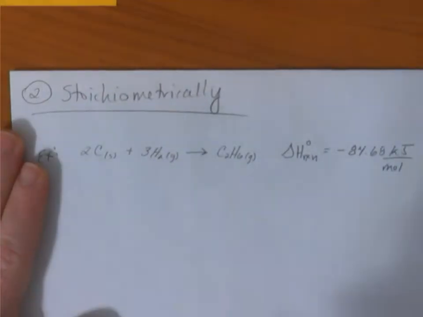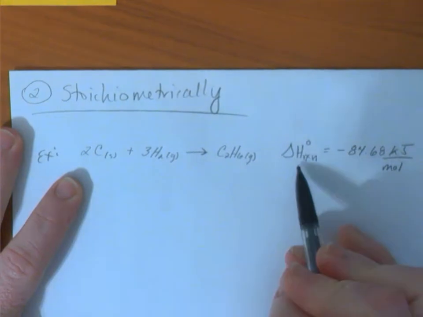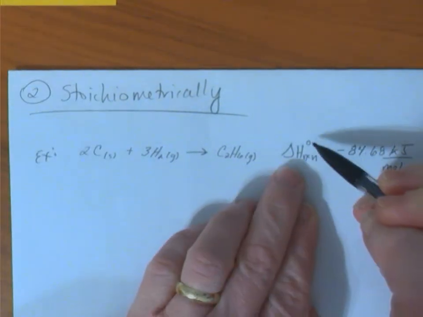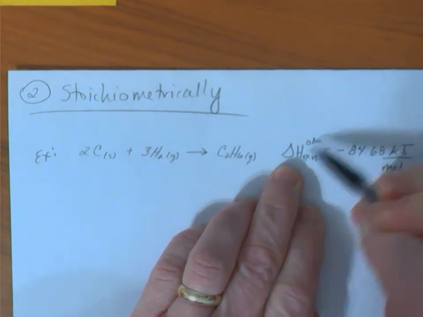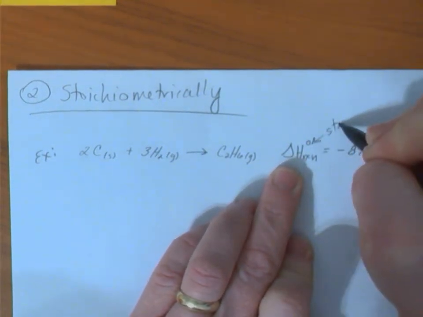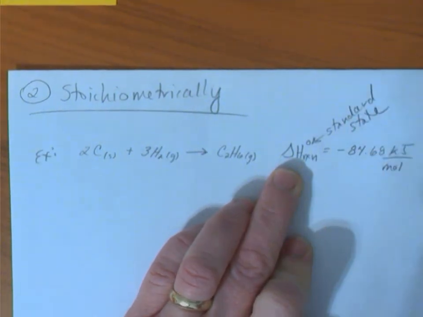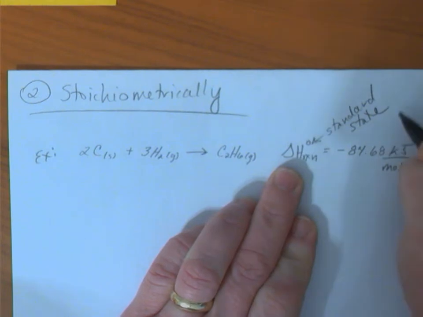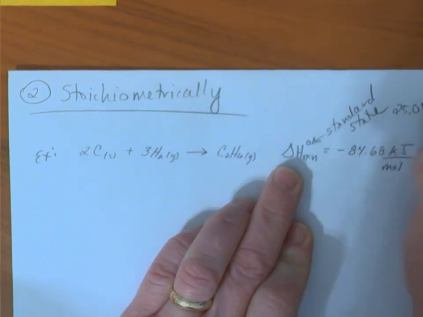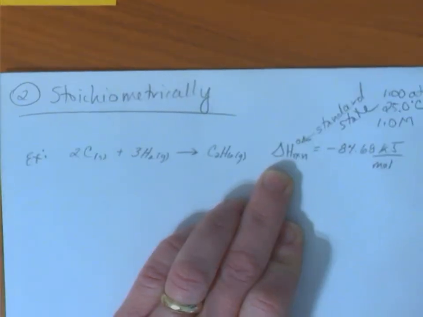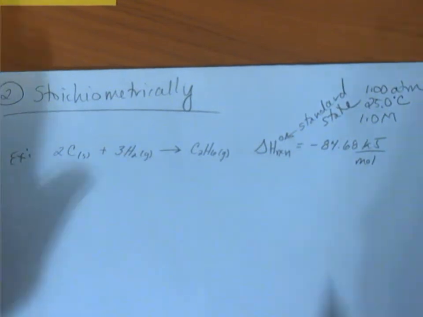Okay, stoichiometrically. Well, we could be given a balanced equation and be told the enthalpy change of the reaction. Let's remind ourselves what it means when we have this floating zero. That means we are at standard state, not STP. STP is with gases. Standard state are room conditions. 25 degrees Celsius, approximately 1 atmosphere of pressure, and if we're dealing with a solution, the concentration will be 1 molar.